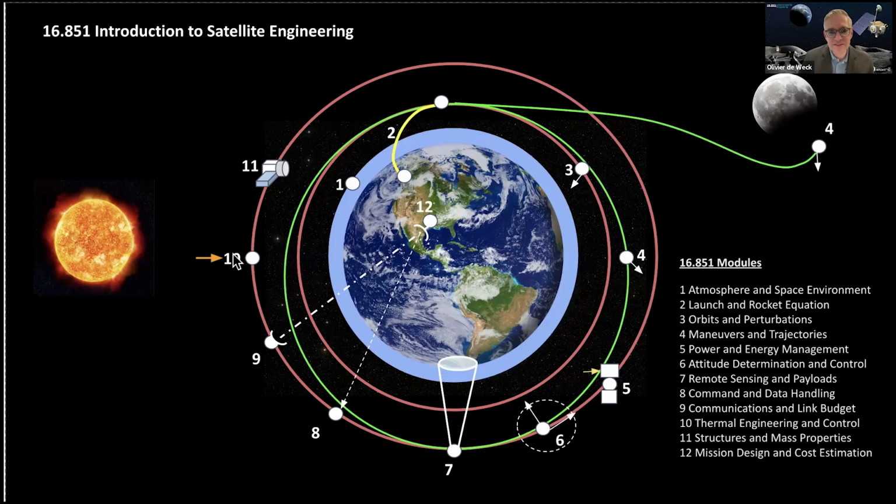This is why we're close to the sun here. A spacecraft is either too hot or too cold when it's on the shaded side of the Earth, so you have to deal with that. And then 11 is structures and mass properties. And finally, 12 is basically systems engineering, mission design, and cost estimation. So a lot. And then we took these 12 modules and we broke each of them down into 3 submodules or topic areas. So we ended up with 36 topics.